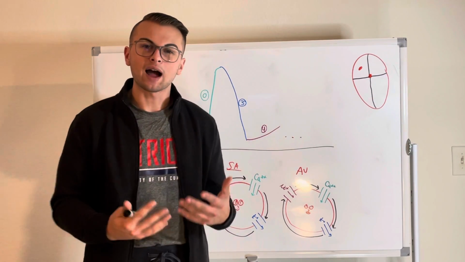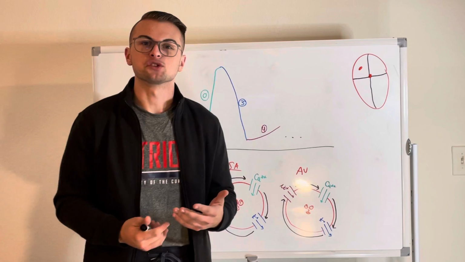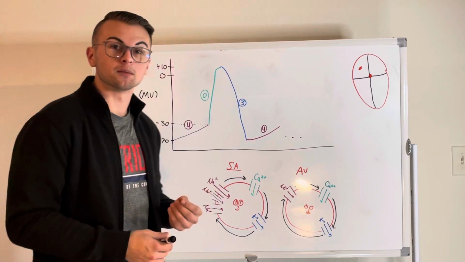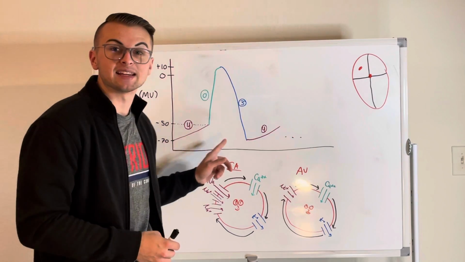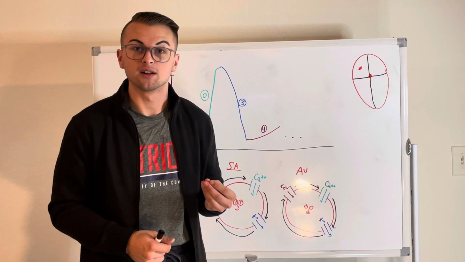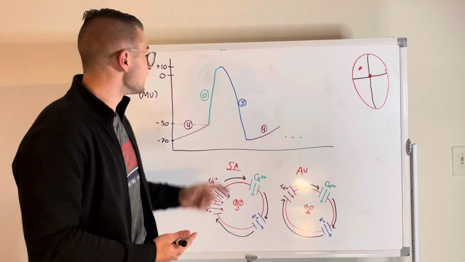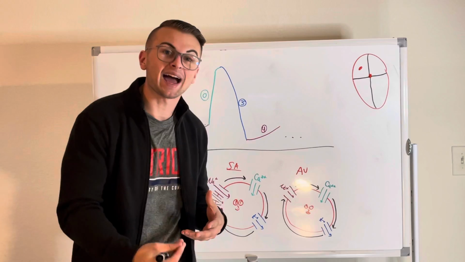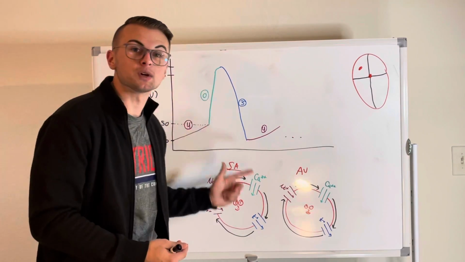And what ions are involved in the action potentials of the SA and AV node? We know that sodium is involved in the spontaneous phase 4 depolarization, calcium is involved in phase 0 upstroke, and potassium is involved in phase 3 repolarization.